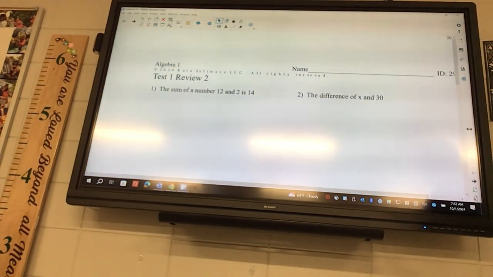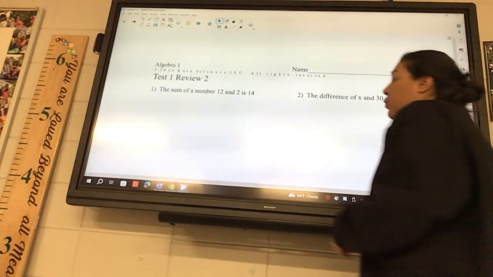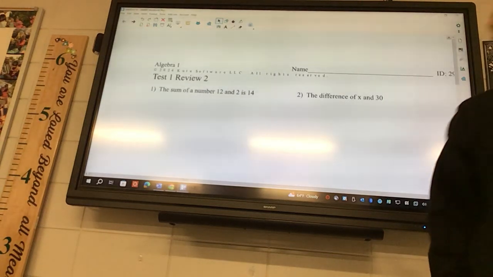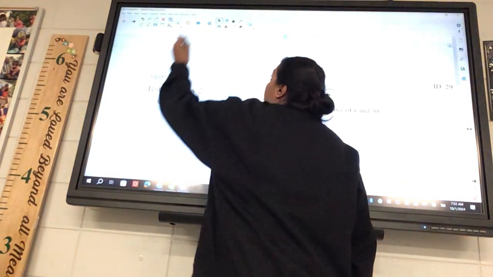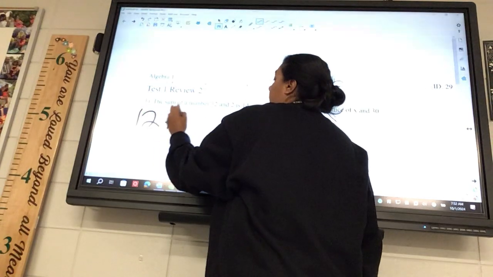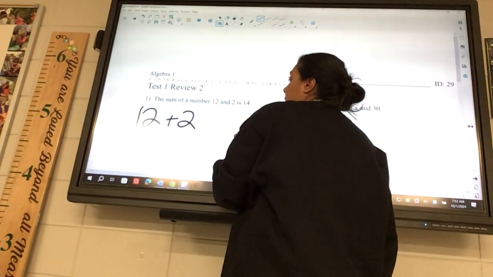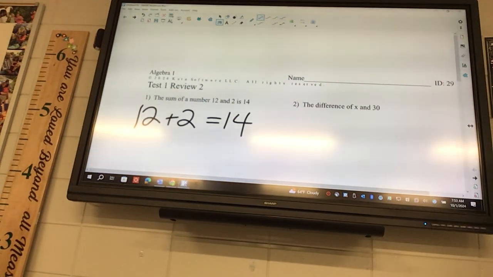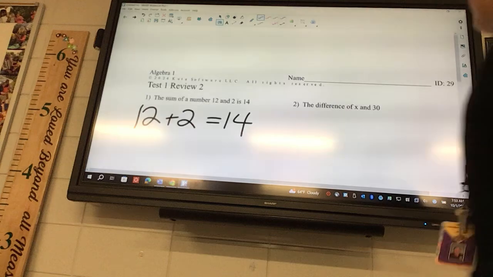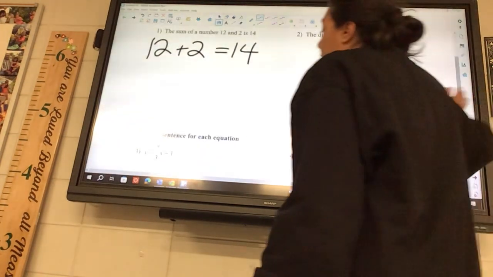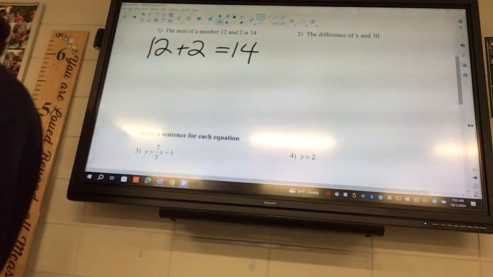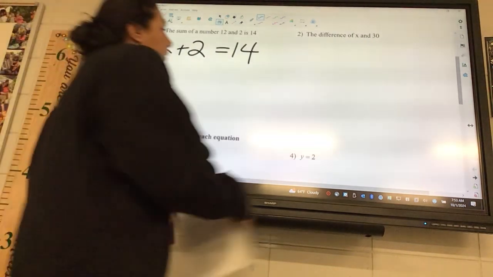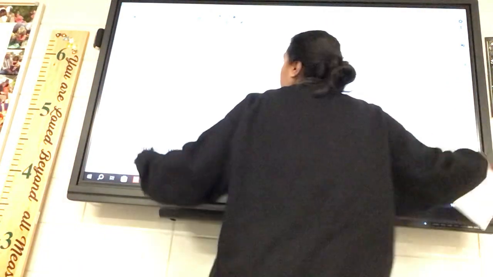Okay, so if we look at number one, the sum of a number in 12 and 2 is 14. What does sum mean? Add. So it's going to be the sum, so 12 plus 2. What does is mean? Equal. Equals 14. Okay, write a sentence for each equation. So it's going to be y equals 7 over 3 times x minus 1.